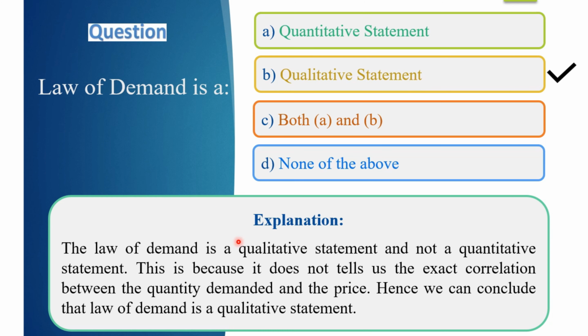Law of demand is a qualitative statement. The law of demand is a qualitative statement and not a quantitative statement. This is because it does not tell us the exact correlation between the quantity demanded and the price. Hence, we can conclude that the law of demand is a qualitative statement, जो numbers के form में नहीं बताते हैं. So, law of demand is a qualitative statement.